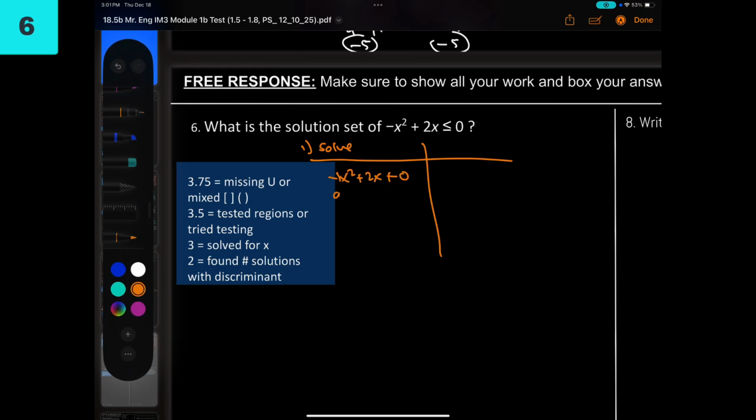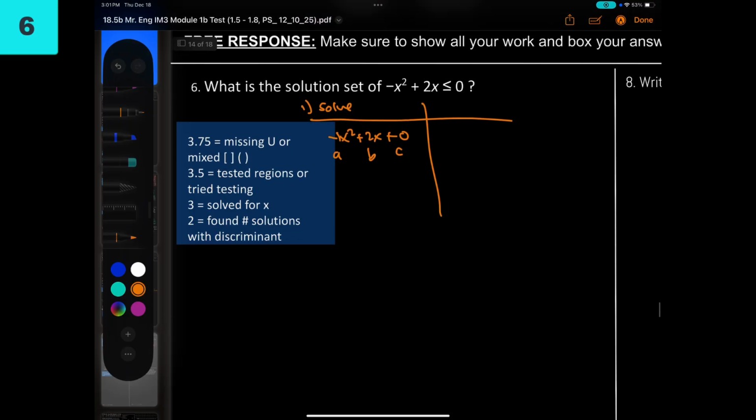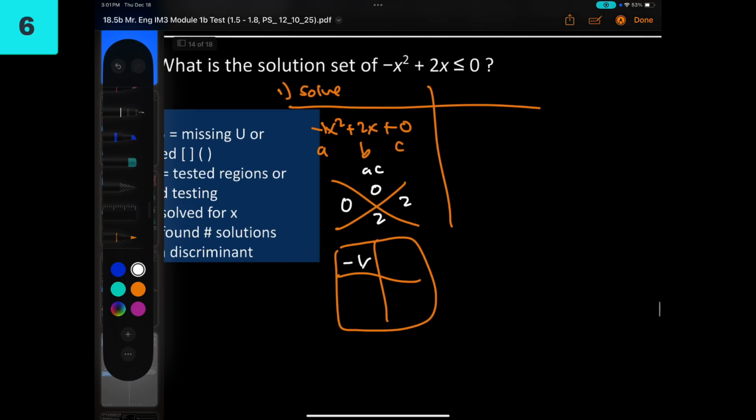So A, B, C. A times C is 0. My B value is 2. My two numbers are 0 and 2. Okay, this is why you need the box, because you need to show for that -1. That was your common mistake for students.